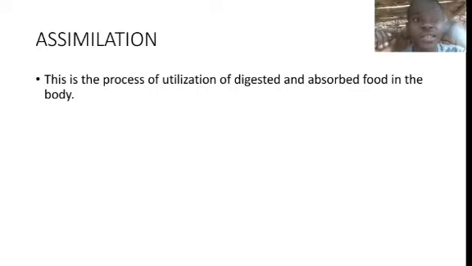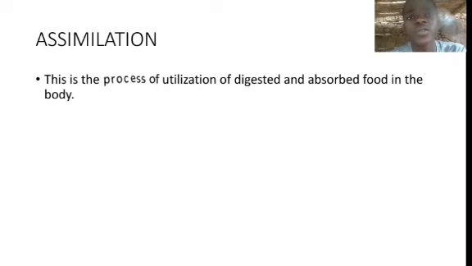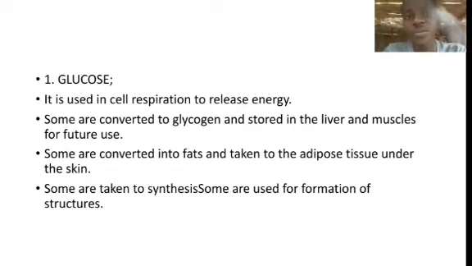How is it utilized now? For example, if glucose is the end product of digestion of starch, how is glucose used in our bodies? That is what we call assimilation. That is the process by which the digested and absorbed food is taken into the body and how it is now used. So now let us look at the first substance. The first one is glucose. So how is glucose used?